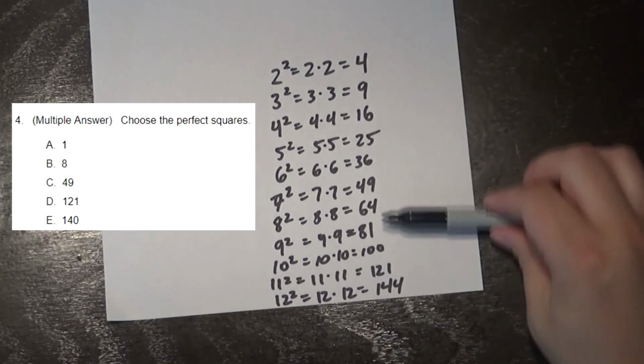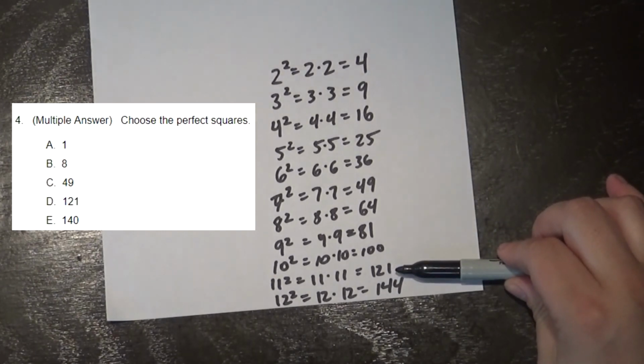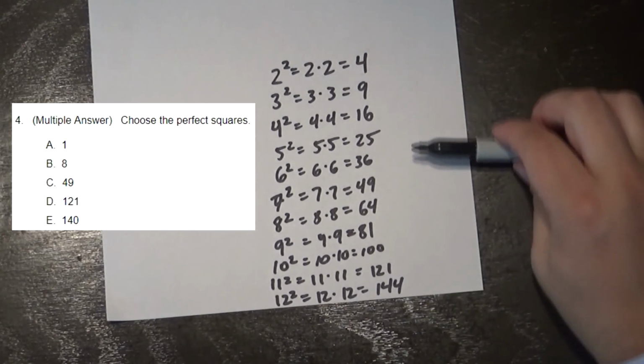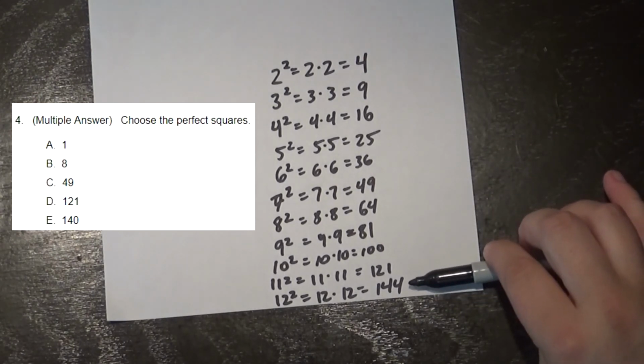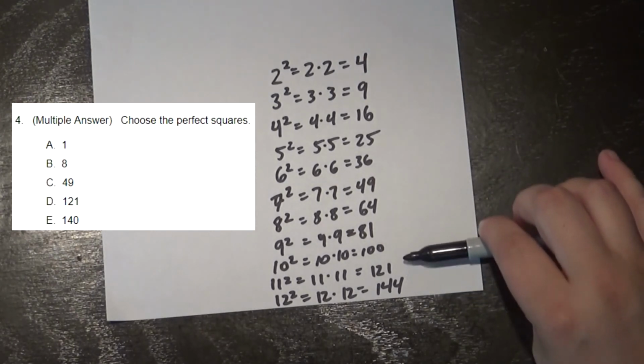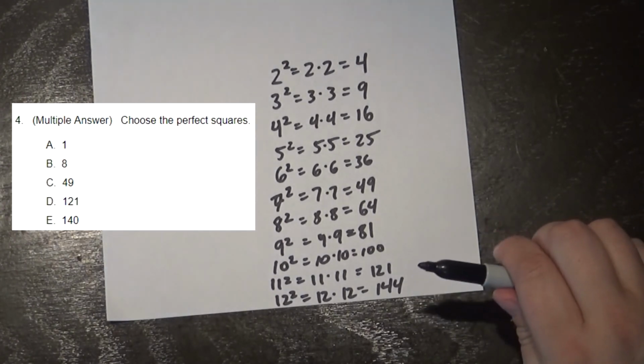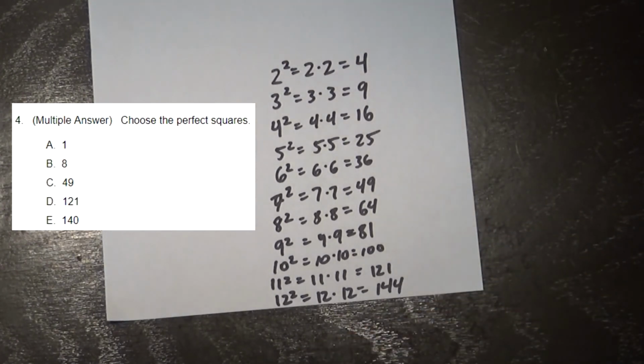121, check it out. There I am. It's 11 squared. 11 times 11 is 121. 121 is a perfect square. And then I have 140. I don't see it along my list here. In fact, it would be somewhere between 11 squared and 12 squared, but it's not one of those, so it's not a perfect square. Letter E would not be correct.